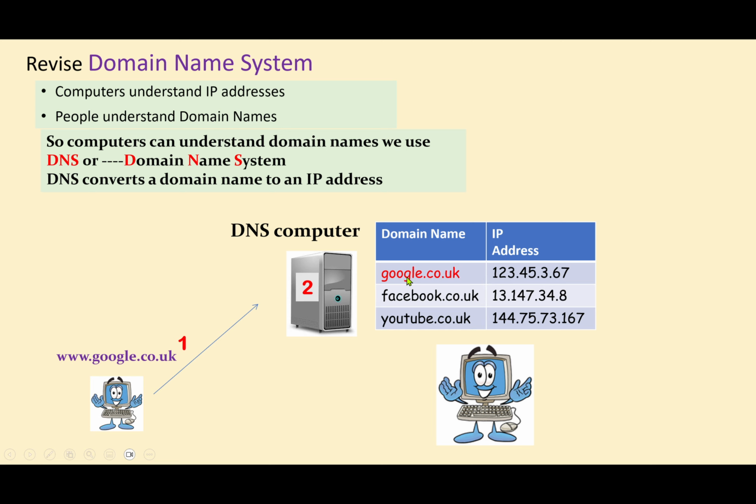If it finds a match, then it will send the correct IP address for Google back to your computer. Your web browser can then use that IP address to reach Google's computer, Google's web server, and then that can send you back the web page that you're after.